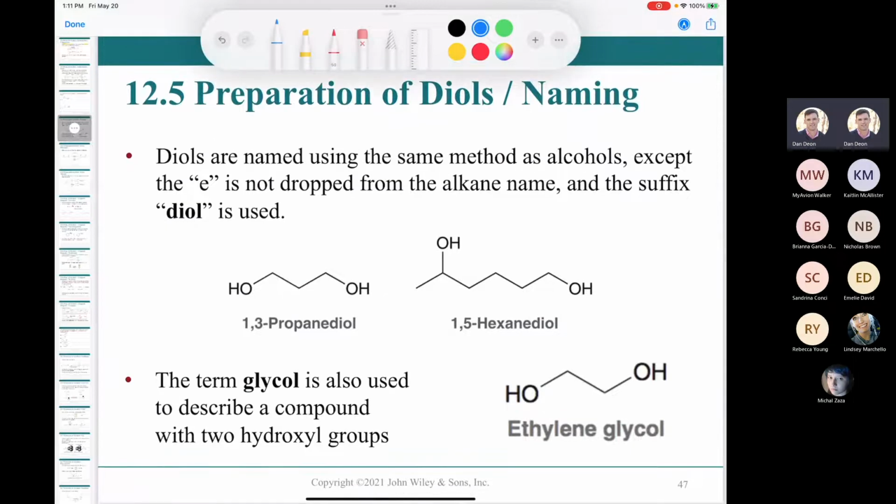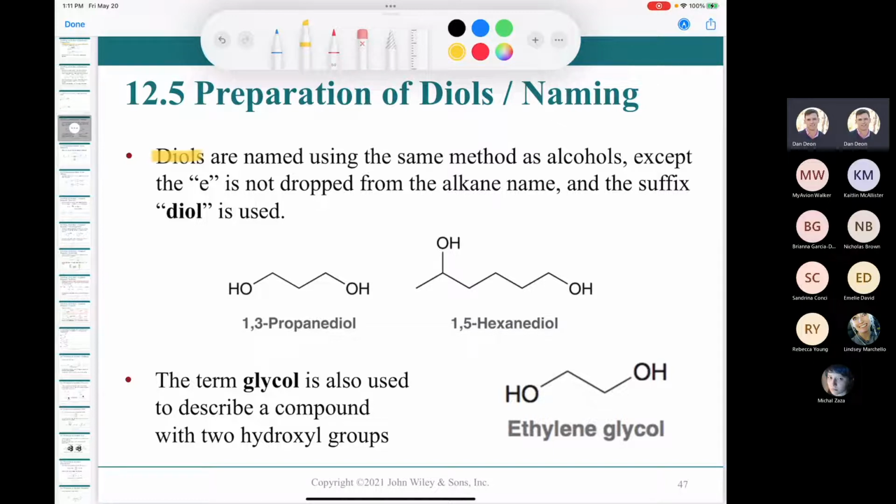There's a very short section here, 12.5, dealing with diols. The first part of this chapter, 12.5, covers naming diols. It says that diols are named using the same method as alcohols, except the E is not dropped from the alkane name, and the suffix diol is used.